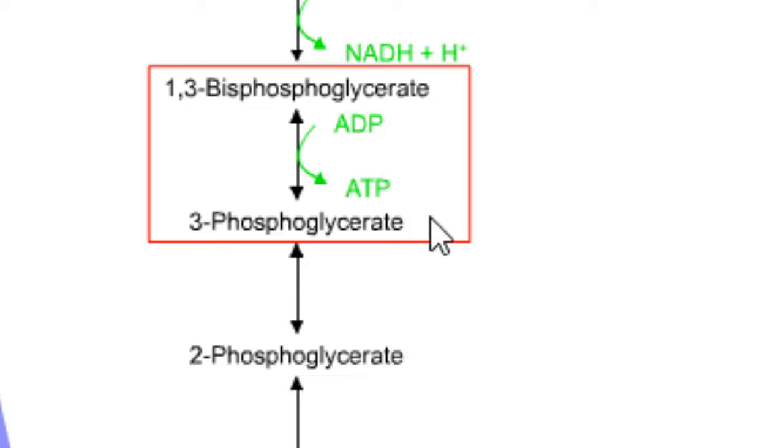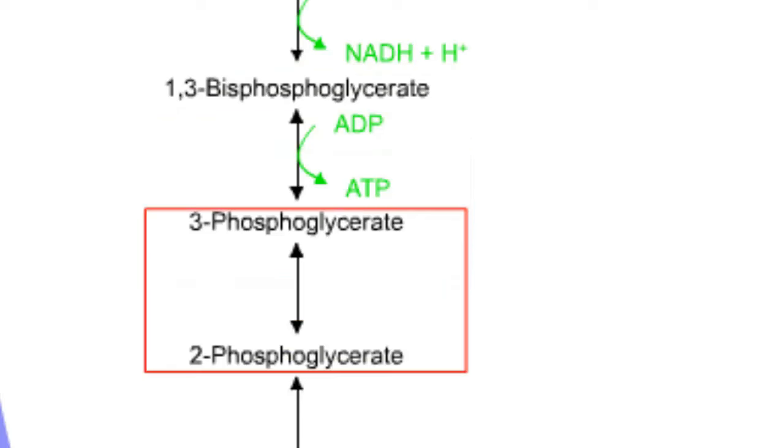The enzyme involved is phosphoglycerate kinase, and the cofactor required in this process, like any of the kinase enzymes, is also magnesium. Let's move to the next step. In this particular step, this 3-phosphoglycerate is now converted to 2-phosphoglycerate. It's simply the rearrangement of the phosphate group from the carbon number 3 to 2.